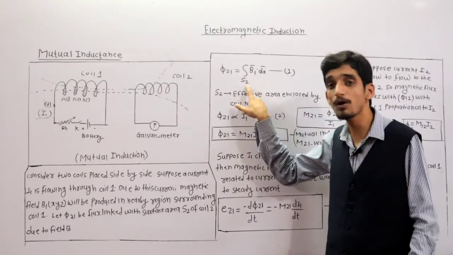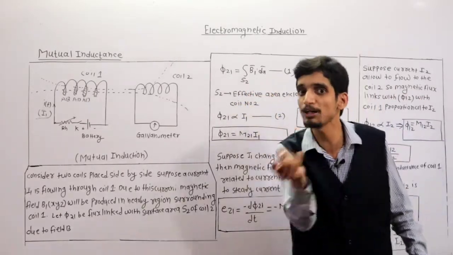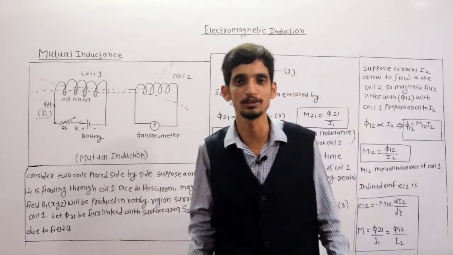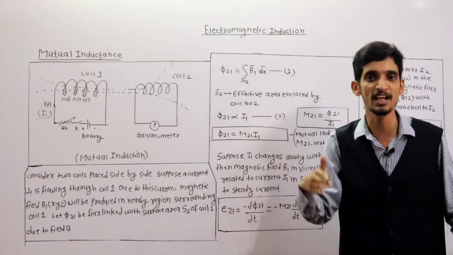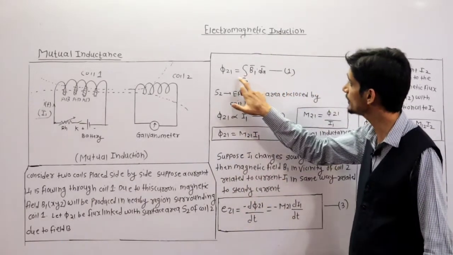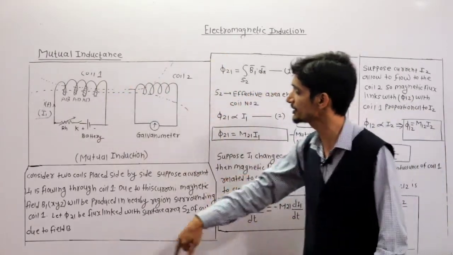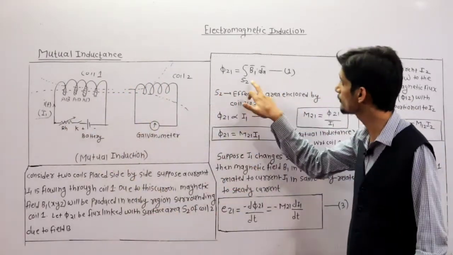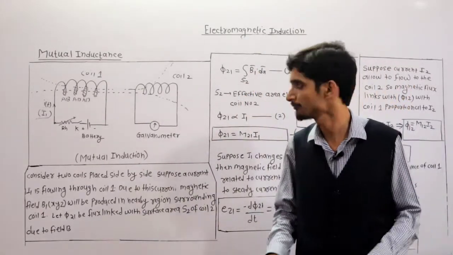That's why S2 means what? Area of the second coil. And this dA means what? A small segment of that S2, which I already discussed with you. That's why I have written integration here, so the overall flux can be evaluated. Clear? Okay. That's why phi21 is the flux linking with the second coil from the first coil as the current is changing in the first coil, which is given by integration over S2 of B1 bar dot dA bar. Clear? This is equation number 1.